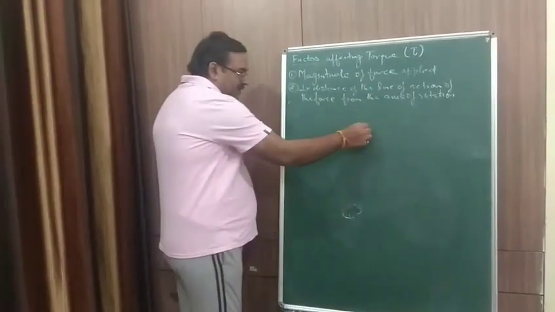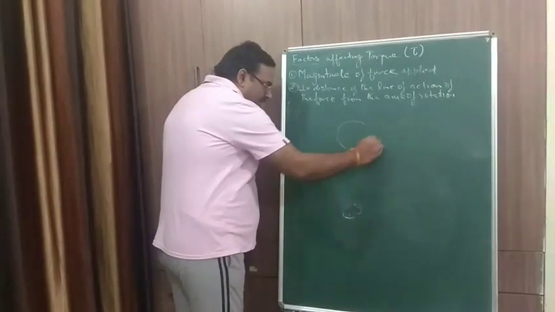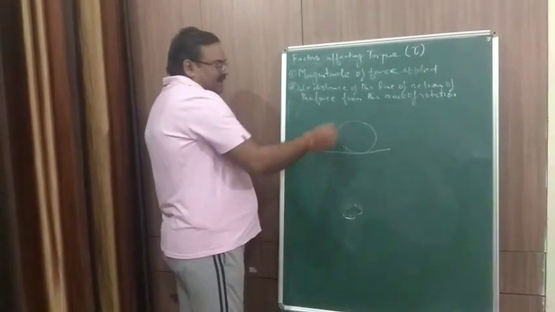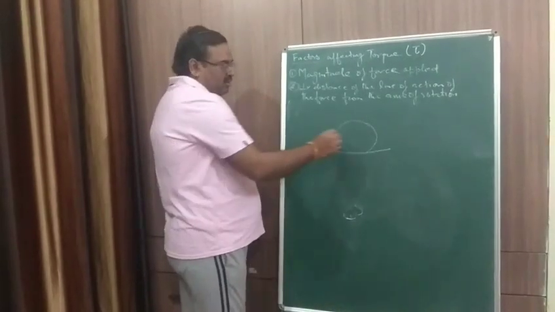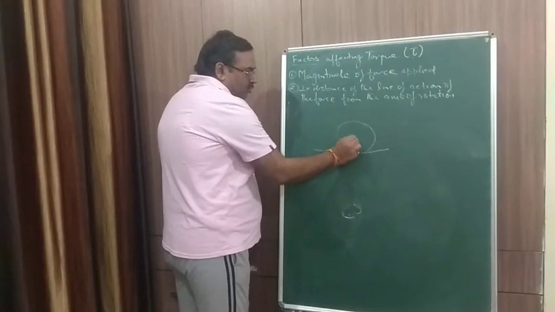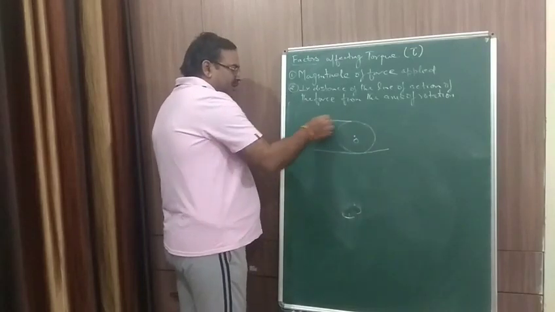See here, we have a circular wheel that is being placed and I have to apply a force. So this is the axis of rotation O. I apply the force here, F.